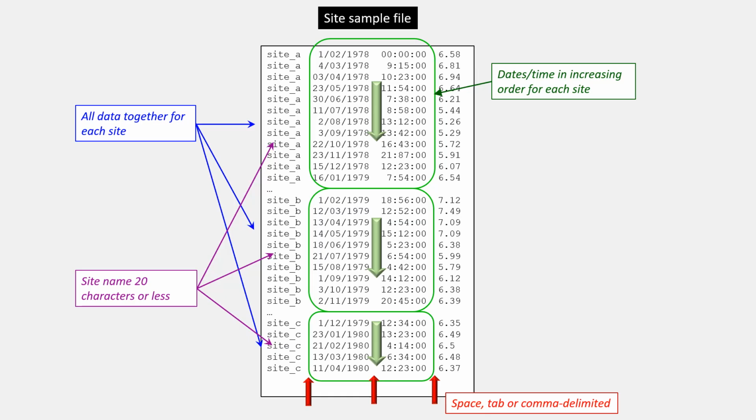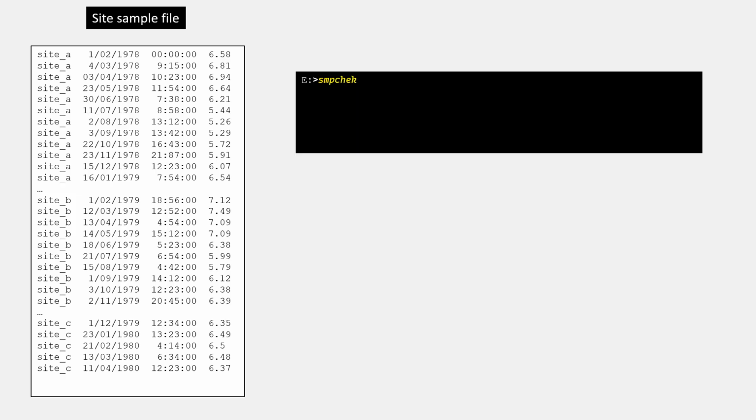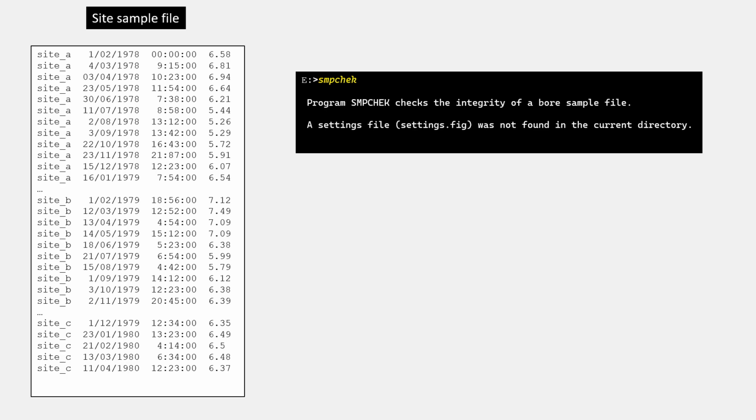Now, if you have prepared a site sample file and you want to make sure that none of these protocols are breached, you can run a little program that comes with the PEST Groundwater Utilities named SAMPCheck. SAMPCheck is run by typing its name at the screen prompt. If you run it, and if you don't have a file named settings.fig in the folder from which you run it, SAMPCheck will cease execution quite quickly with an error message.